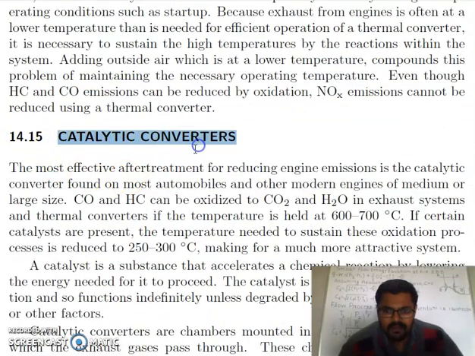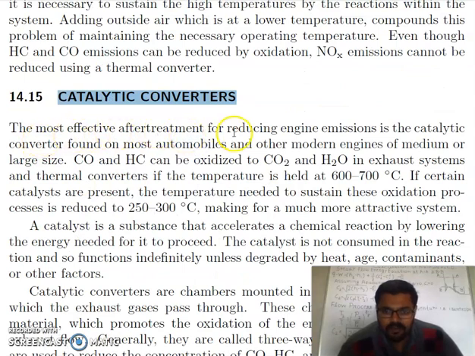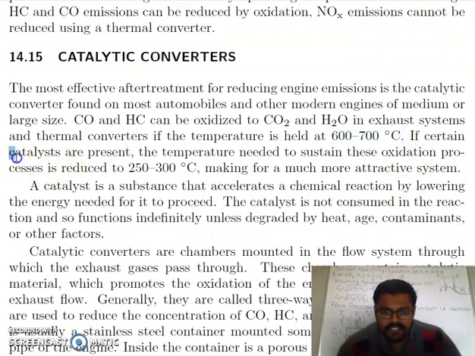The next is your catalytic converters. The most effective after treatment for reducing engine emission is the catalytic converter, found in most automobile engines and other modern engines of medium or large size. Carbon monoxide and hydrocarbon can be oxidized to CO2 and H2O in the exhaust system in thermal converters, if the temperature is at 670 degrees Celsius, but this temperature is very high, so we have a solution for that. If certain catalysts are present, the temperature needed to sustain this oxidation process is reduced to 250 to 300 degrees Celsius.